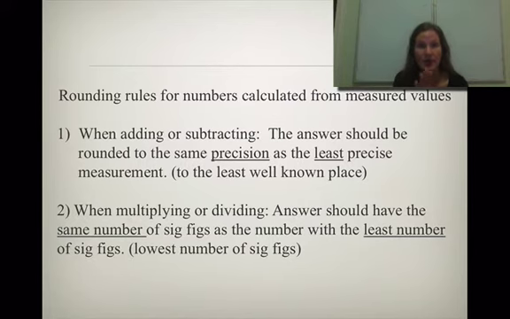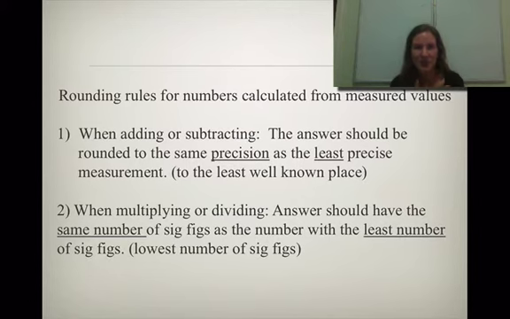Okay? Again, the question is, I have done a math problem. I have an answer. How many digits do I write down? And the number of digits depend on how well your numbers that you used for the calculation were measured. So if you are adding or subtracting, the answer you report should be rounded to the same precision as your least precise measurement. Super confusing. I'll show you what this means.